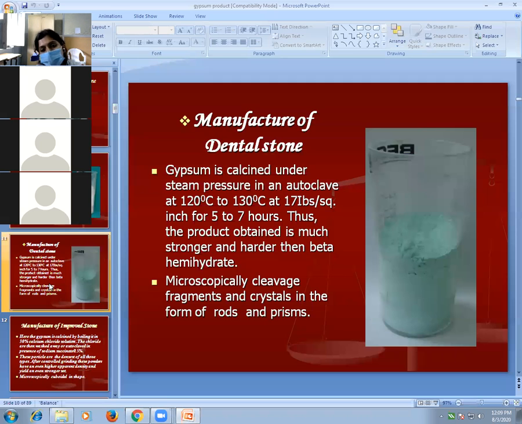Now, manufacturing of dental stone. In dental stone, gypsum is calcined under steam pressure in an autoclave at 120 to 130 degrees Celsius, at a pressure of 17 lbs per square inch, for 5 to 7 hours. Thus the product obtained is much stronger and harder than the beta hemihydrate. This is alpha hemihydrate.